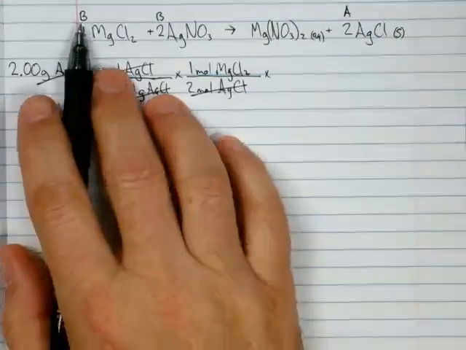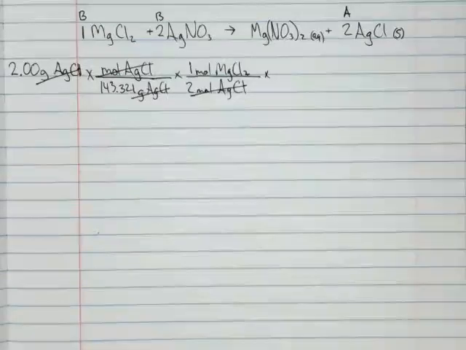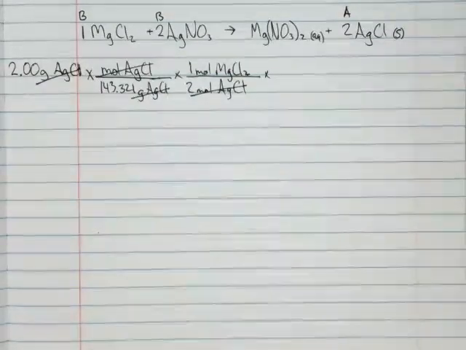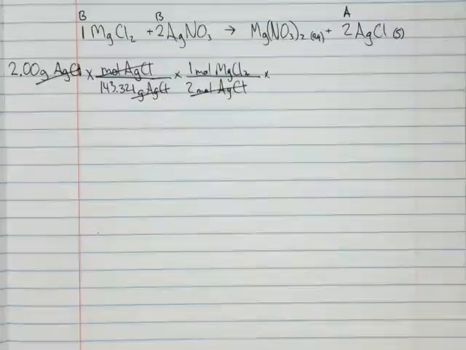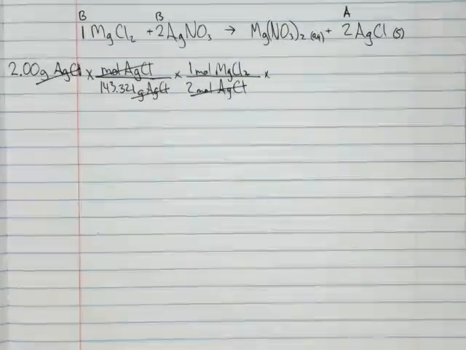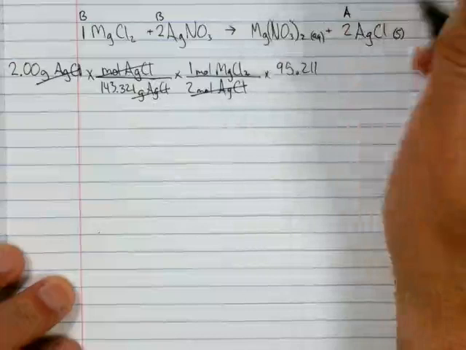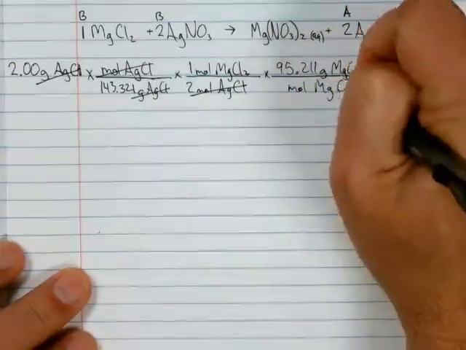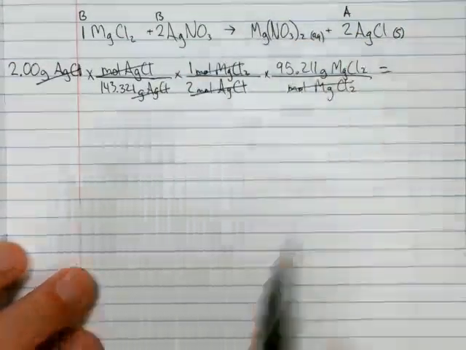You need the molar mass of what we're looking for, which is magnesium chloride. So we need to get the molar mass of magnesium chloride. Magnesium is 24.305. That's going to be 2 chlorines, 70.9, plus magnesium. All right, 95.211 is what you said? Grams of magnesium chloride per mole of magnesium chloride. And then we've canceled moles, so now we're just dealing with grams of magnesium chloride.